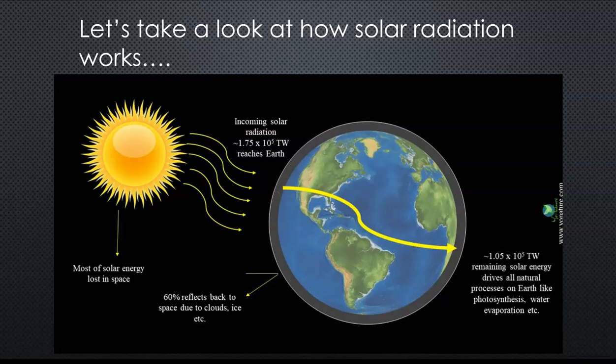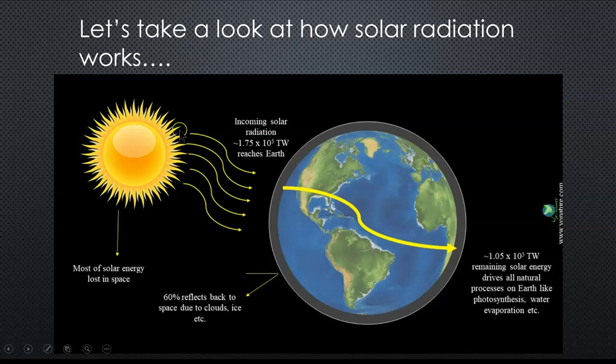Our clouds and ice may reflect some of it back, but then some of that radiation makes its way to Earth's surface, okay? And that's what drives all our natural processes on Earth, like photosynthesis, water evaporation, weather. All of those processes are a result of incoming solar radiation.